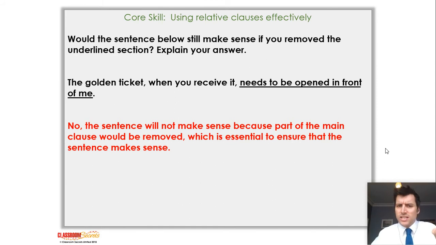The subject is the golden ticket. I haven't said what needs to happen to it. I haven't got an action for the subject. And I need that subject to have an action for it to be a sentence. The subject is the golden ticket, but unless I give that subject an action, it's not a sentence. Okay. So I need that main clause to have the action for it to make sense.